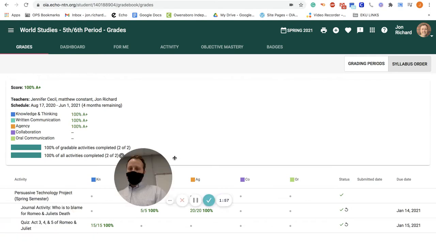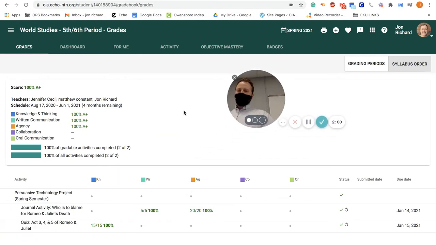One is a journal activity, and it says who is to blame for Romeo and Juliet's death that we did earlier last week, and then we also did the quiz on Friday. So that was Act 3, 4, and 5 of Romeo and Juliet, okay? So you should have two grades in there, okay? So if you didn't do one of those two grades, you're failing the class, okay? Or very, very close to it, okay? If you didn't do both of them, you have a 0 for the semester, okay?